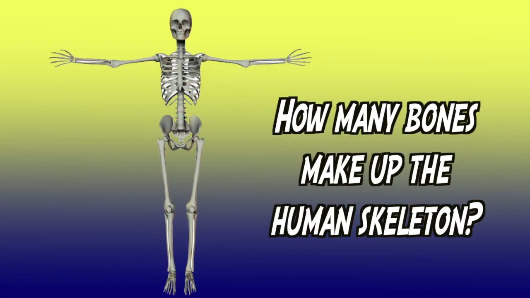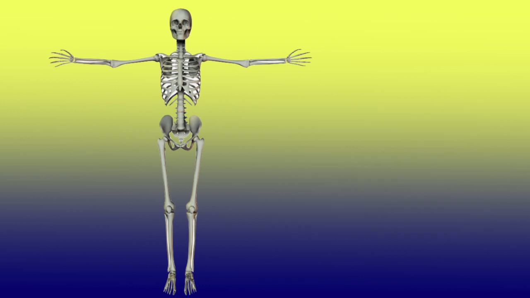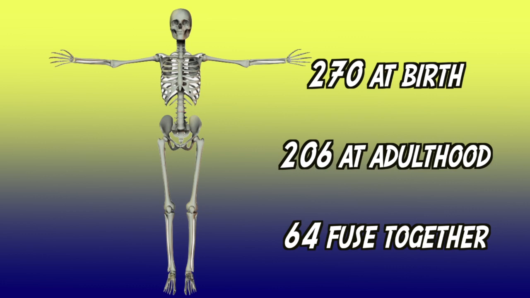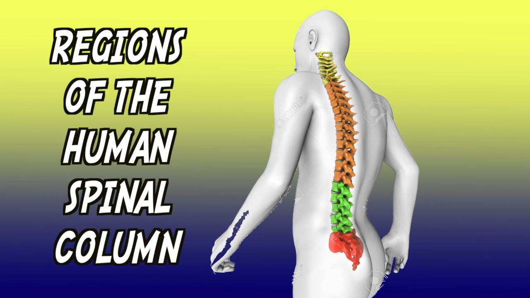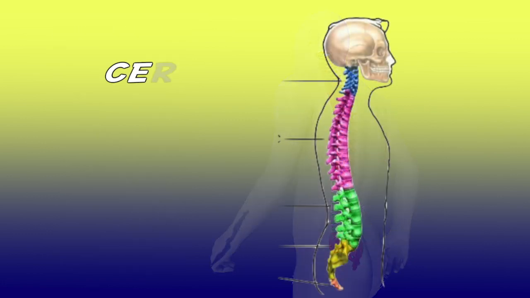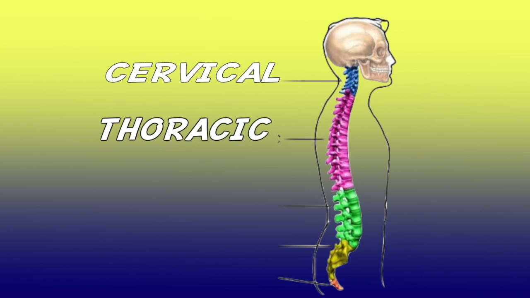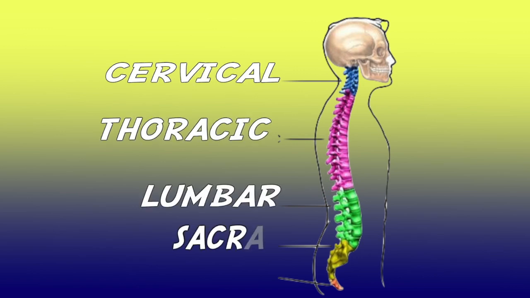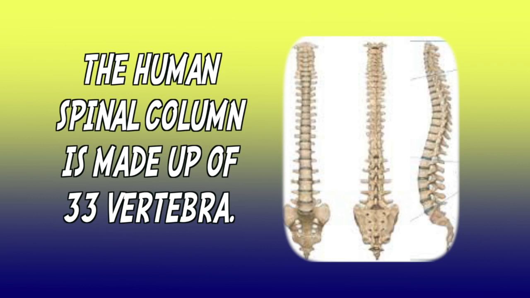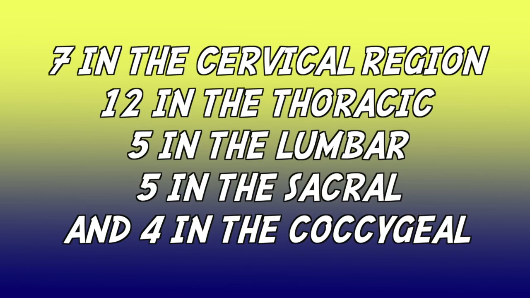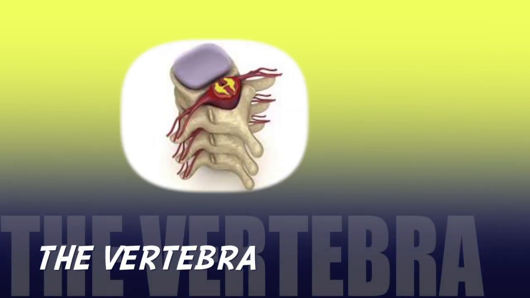But quick question, how many bones make up the human skeleton? You realize that when you are born you have 270 bones. By the time you reach adulthood, there's 206, as 64 are fused together. But today we are talking about simply the spinal column. Starting with the cervical, the thoracic, the lumbar, the sacral, and finally, the coccyx. And the human spinal column is made up of 33 vertebrae: 7 in the cervical region, 12 in the thoracic, 5 in the lumbar, 5 in the sacral, and 4 in the coccygeal. About the spinal column, we'll talk about the vertebrae that actually make up the spinal column.